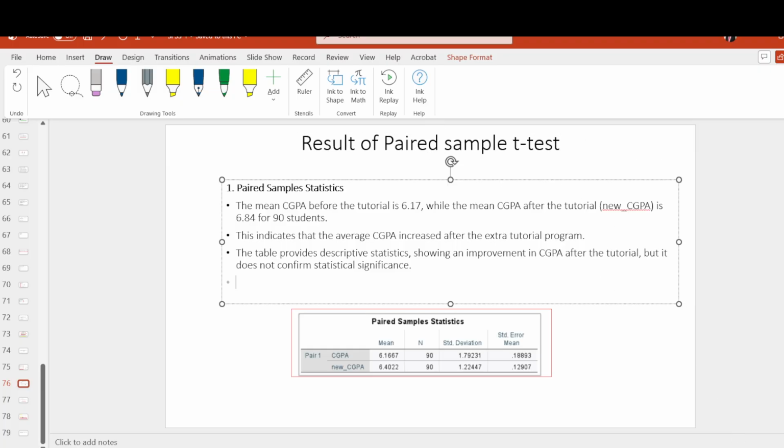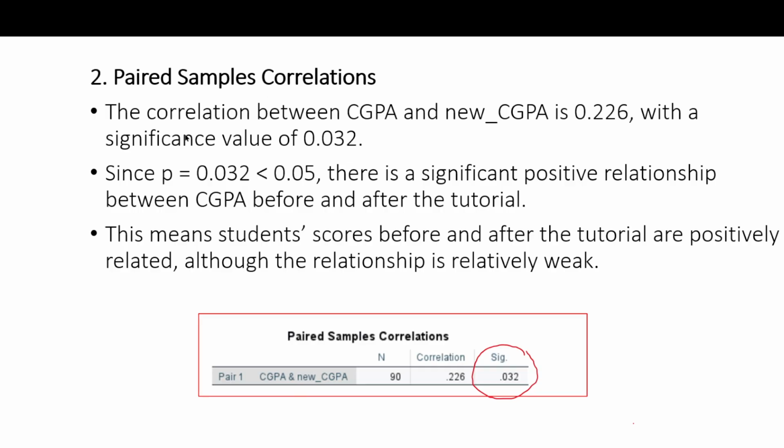And now we move to the next result, that is paired samples correlation. Now the second table indicates the paired sample correlation. Total sample size 90, correlation coefficient is 0.226. This value ranges from -1 to 0 to +1, and this is called p-value. So the correlation between CGPA and the new CGPA score is 0.226 with a significant value of 0.032. So it is a very weak correlation because it is closer to 0, and since your p-value is less than 0.05, there is a significant positive relationship between the CGPA before and after the tutorial. This means student scores before and after the tutorial are positively related, although the relationship is relatively weak.